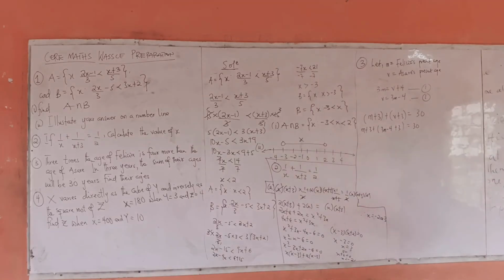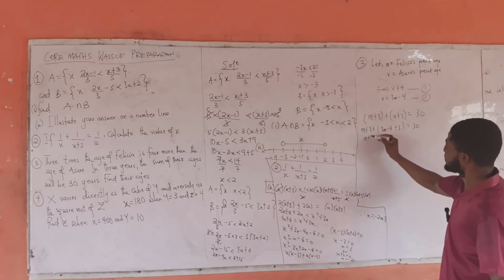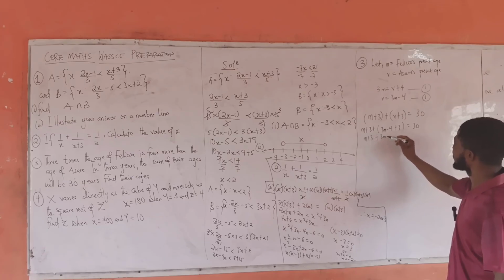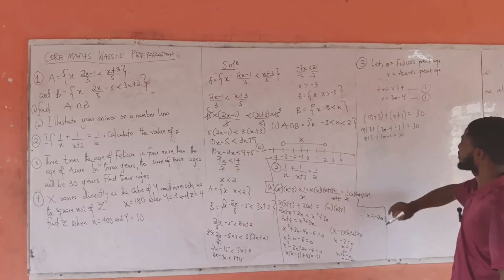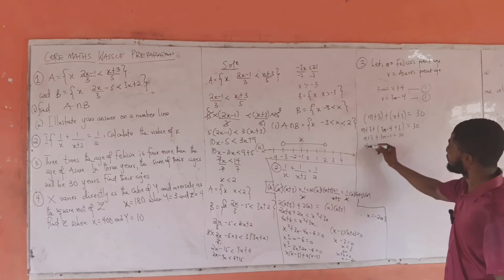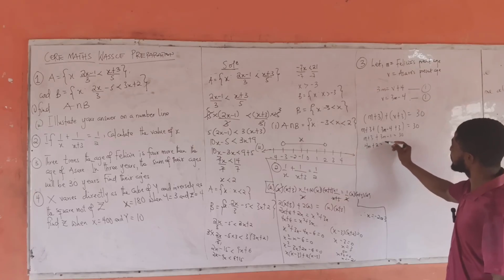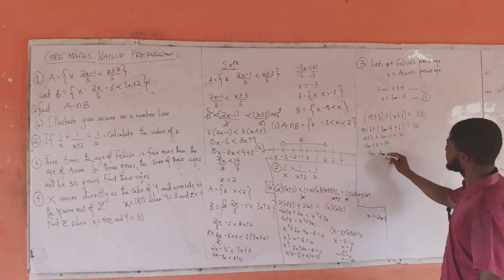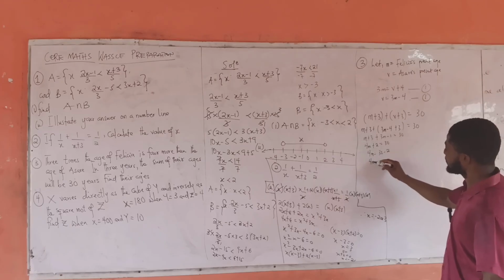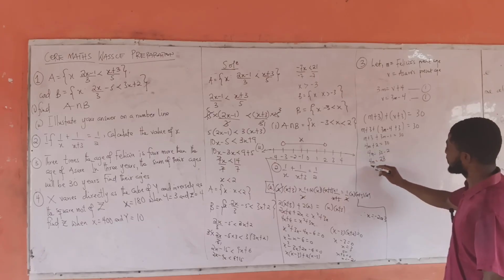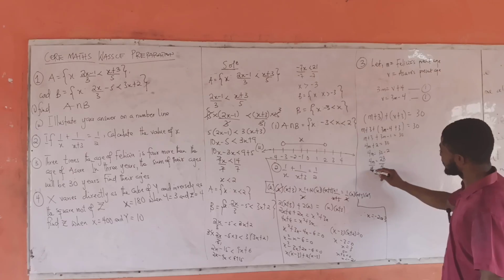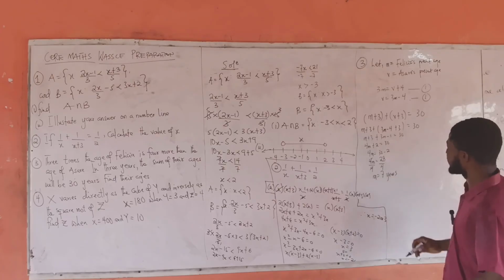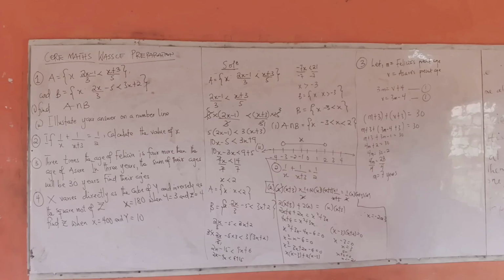So this one makes the work easy. m plus 3 plus this 3m, this becomes minus 1 is equal to 30. So 4m plus 2 is equal to 30. 4m is equal to 30 minus 2. 4m is equal to 28, sorry. 4m is 28, so m is equal to 7 years, which means that Felicia is 7 years old now.